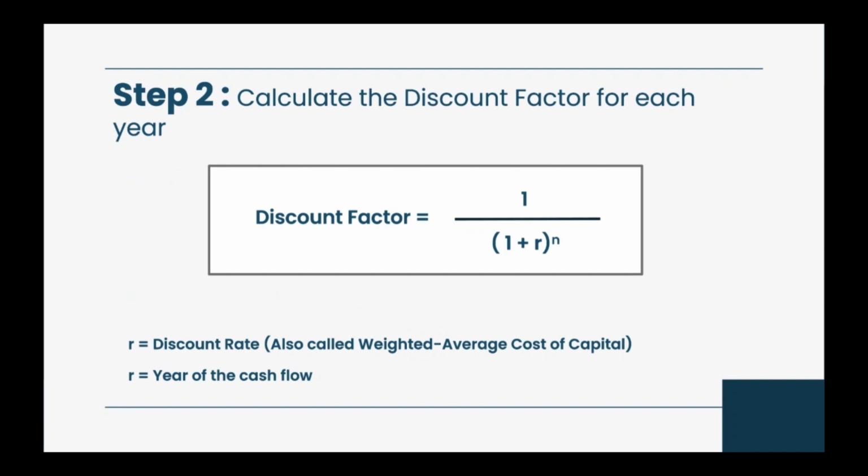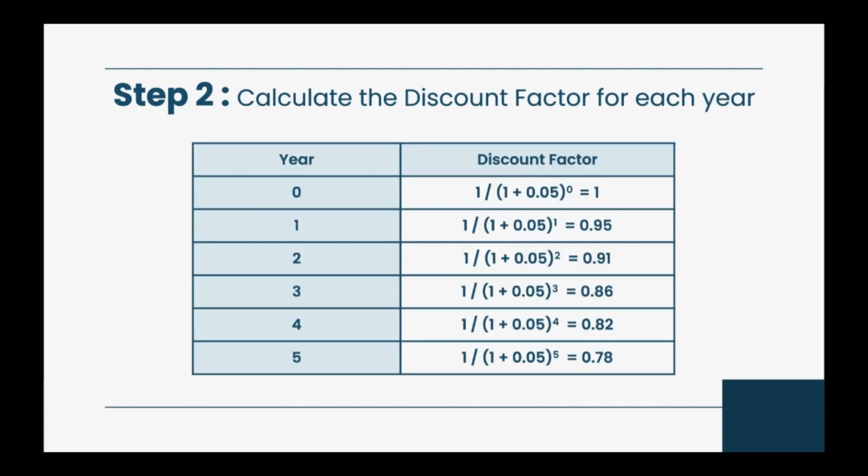After that, we calculate the discount factor that corresponds to the number 1 divided by 1 plus the discount rate raised to power n, which is nothing but the year in which the net cash flow is generated. So for example, the factor for year 0 is 1 divided by 1 plus r power 0, which is 1. The factor for year 1 is 1 divided by 1 plus r power 1, which is 0.95, and so on. The table presented gives the calculation of all the factors and their values.